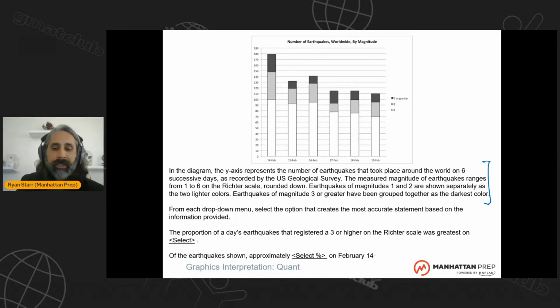This one says, for instance, in the diagram, the y-axis represents the number of earthquakes that took place around the world on 6 successive days as recorded by the U.S. Geological Survey. Go up there, look at the y-axis. We've got on the y-axis all these numbers, and the title says number of earthquakes. This sentence says the y-axis represents number of earthquakes. So you look at that and you kind of acknowledge in your head, okay, we're talking about something on a scale of like under 200, but in the hundreds mostly in terms of number of earthquakes on these 6 days, right?